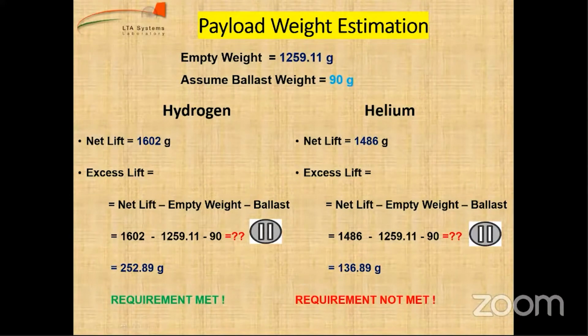But now what if I say, I don't have the liberty to use hydrogen? If you're only supposed to use helium for this airship, what will you do now? Now you're allowed to go back in your design process and change something.